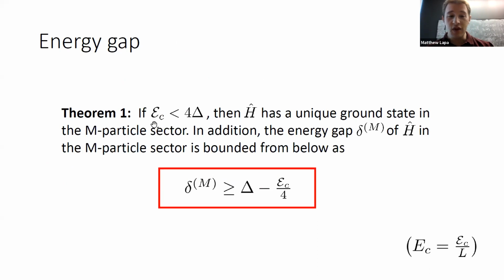In particular, if this script E_C is less than 4 delta, then the full Hamiltonian has a unique ground state in the M particle sector, and the energy gap of H within the M particle sector is bounded from below like this. And this result holds for any system size L. You can see that as long as this condition E_C less than 4 delta is satisfied, the gap in this system stays open.